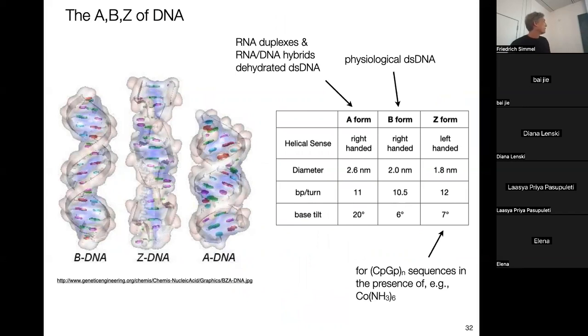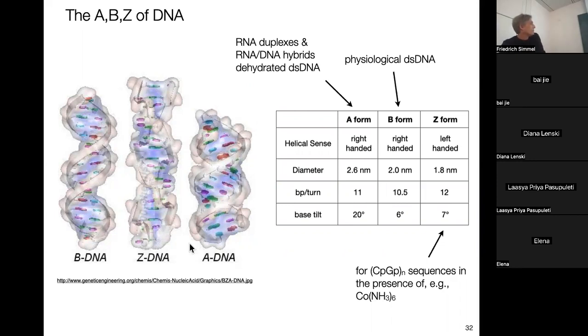There are different types of secondary structures or conformations of DNA. The B-DNA is the one that you usually find in a cellular context under physiological conditions. What you should also see is that the bases are not perfectly perpendicular to the axis of the helix. They are slightly tilted, but not a lot.